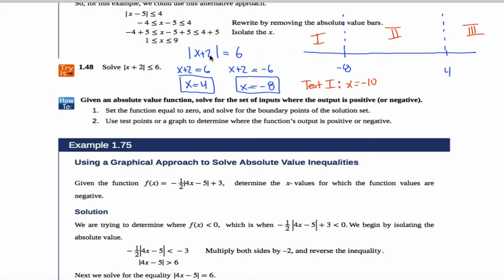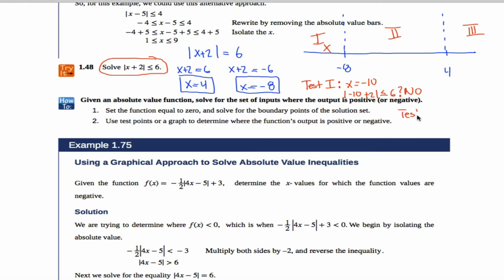Take negative 10 and plug it into the original problem to see if you get a true statement or a false statement. Sorry, not into this one, into this one right here, into the problem you're trying to solve. Negative 10 plus 2 is negative 8, and the absolute value of negative 8 is positive 8. Let's write that instead of talking so much. Less than or equal to 6, question mark? No, it's not. The reason it's not is because this is negative 8, and the absolute value of negative 8 is positive 8, and positive 8 is not less than or equal to 6. What I'm saying is that negative 10 is not in my solution set, and therefore no numbers in region 1 are in my solution set.